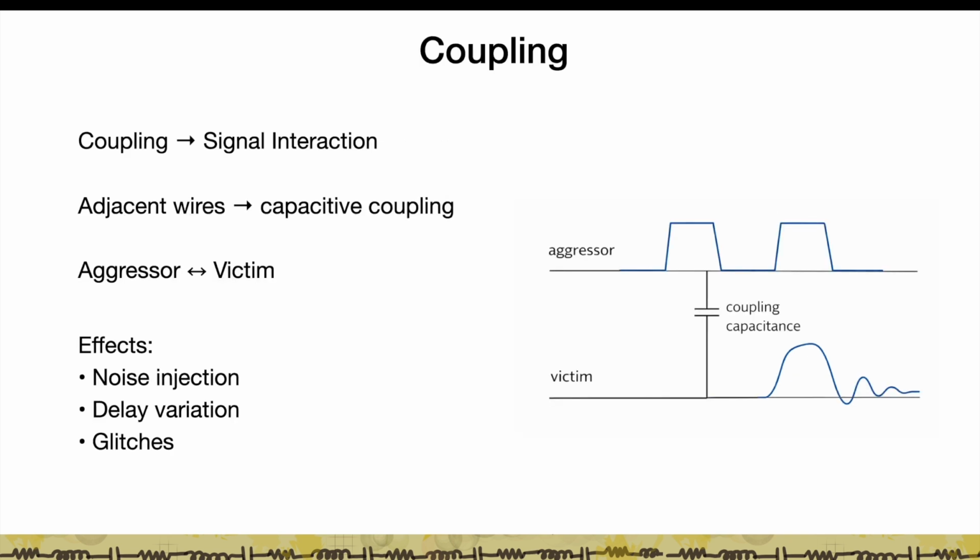When wires run close together, they form capacitance between them. A switching signal on one wire can disturb a neighboring wire. Depending on switching direction, it can speed up or slow down signals. In extreme cases, it can introduce errors. This makes behavior dependent on layout and activity.